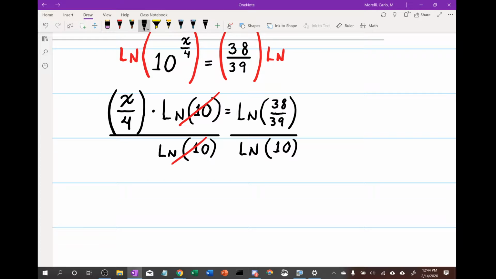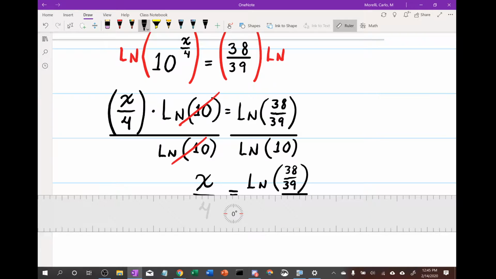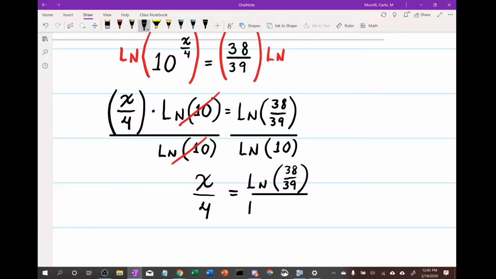Okay. So x over 4 is now by itself, and that's set equal to ln of 38 over 39 over ln of 10. Now, the only hard part about what we're doing is just rewriting it over and over again. Okay? But your page is going to look really cool when you're done. So now let's say this together.